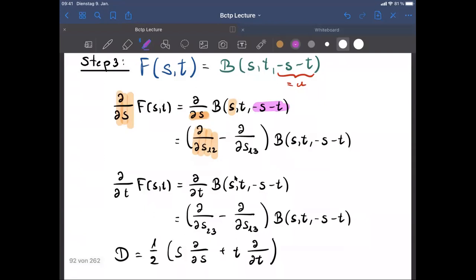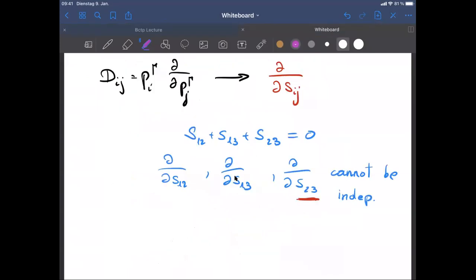And in the same way, I can compute the derivative with respect to T. Now I need to act here in the second slot. And again, in the third slot with a minus sign, because I have a minus sign. So it's actually pretty easy, but it leads to some weird looking formulas, which are actually obvious.